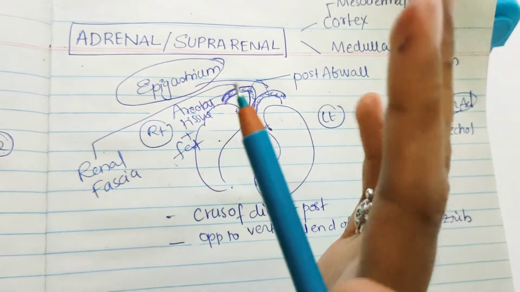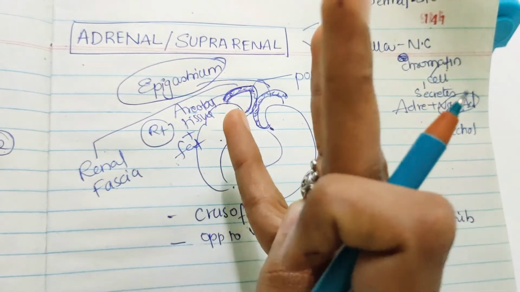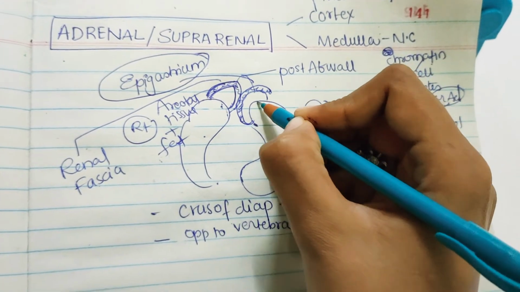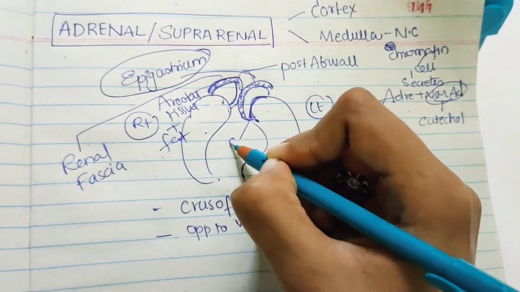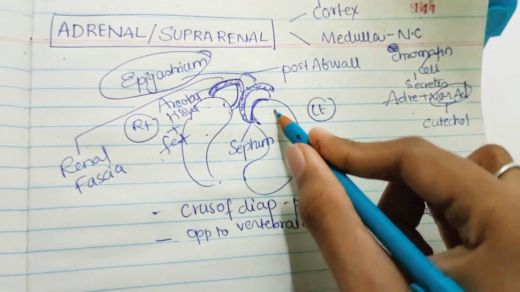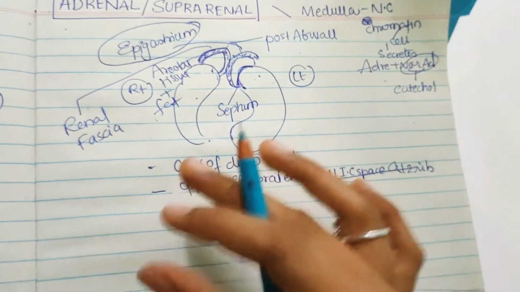Okay, so after the renal fascia the gland is separated from the kidney by a septum. So this is called the septum. The septum is what divides the suprarenal gland from the kidney. So once again, let us revise the layers.